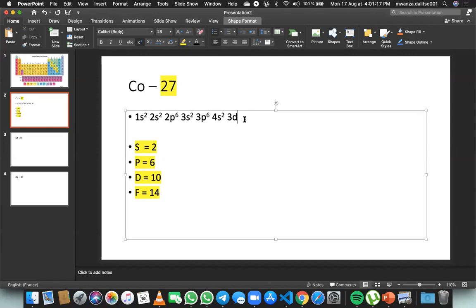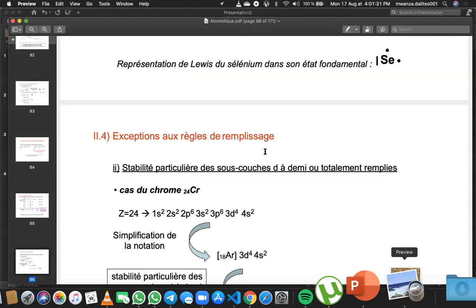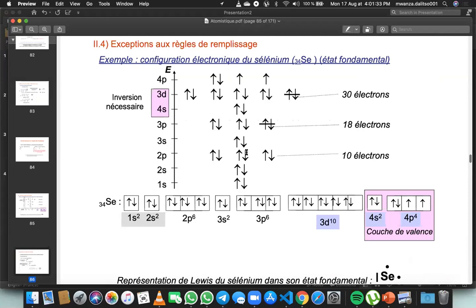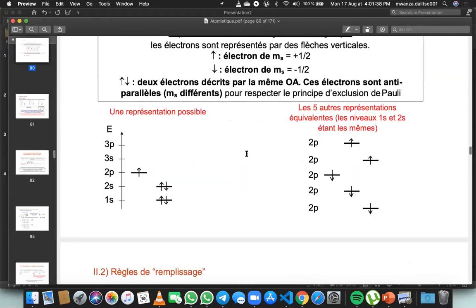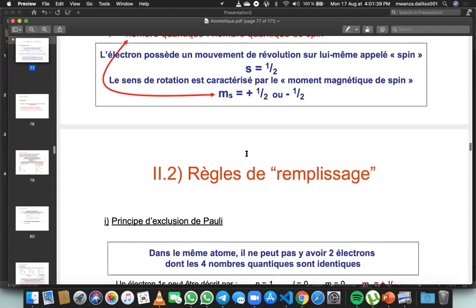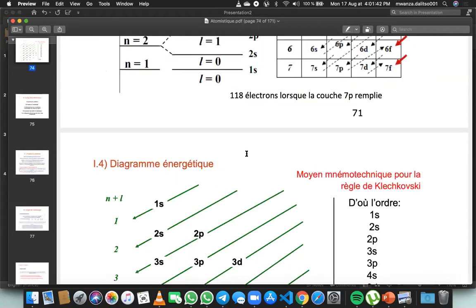3D, 7. Voila, 3D, 7. So, the exception here is whenever you are doing your configuration électronique, s'il vous plaît, s'il vous plaît, because these are the questions that they bring for my exam. This is what you're supposed to do. Please, I will come back up so that we.